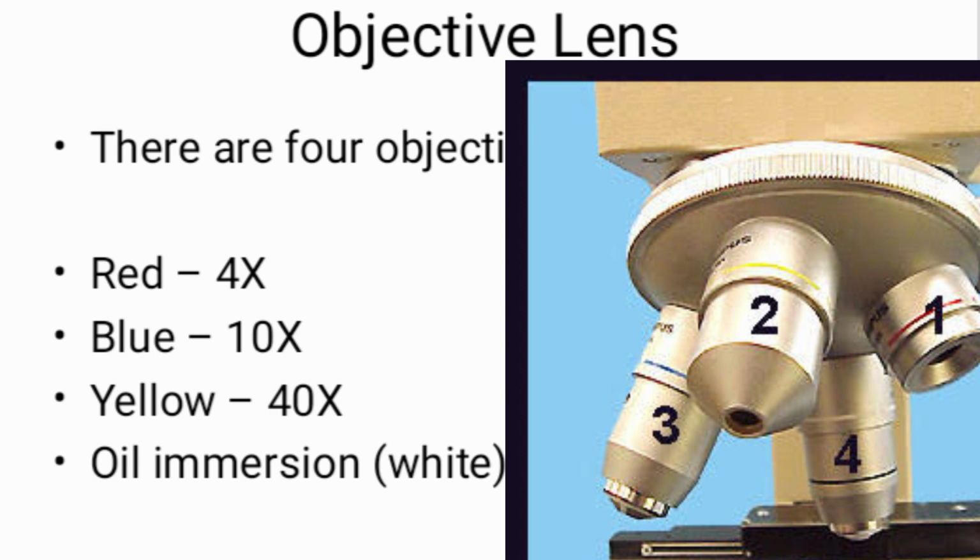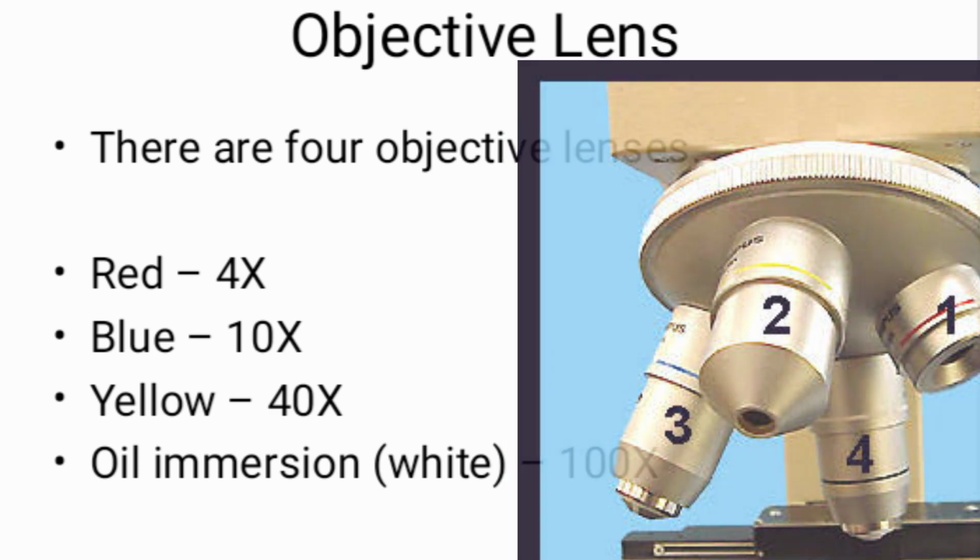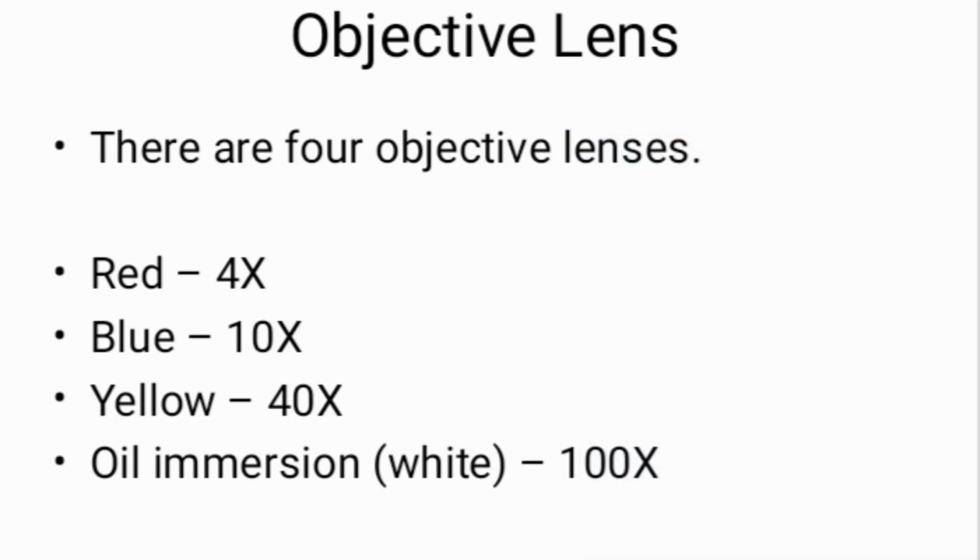Then the last objective lens, we have the oil immersion objective lens. It transmits white light and has a magnification of 100 times. It requires the use of oil before observation, and it is the objective lens with the highest power in a regular compound microscope. Before we move to the next slide, I want to talk a bit about the properties of each of these objective lenses.